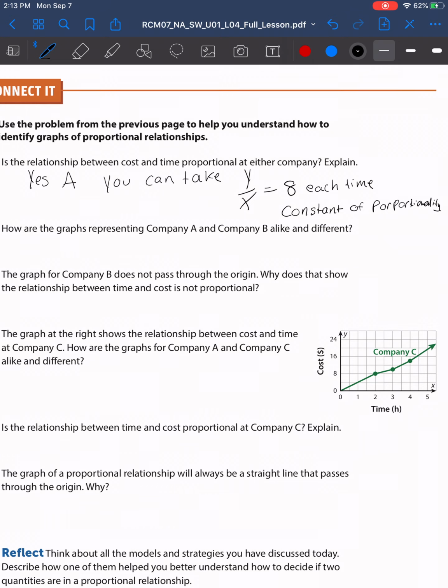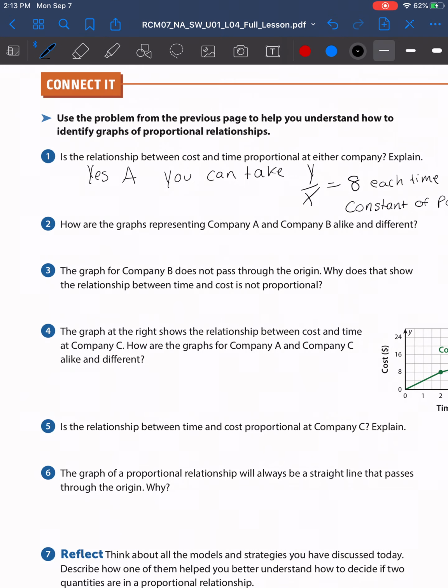Ooh, getting close. Okay. How are the graphs representing company A and company B alike and different? Well, the companies' graphs are still straight, right? The lines are still straight. However, company B, the cost of a constant dollar multiplies differently. So company A, the number of hours can be multiplied by the cost at each time, but for B, you cannot do that because it starts at 8, right?